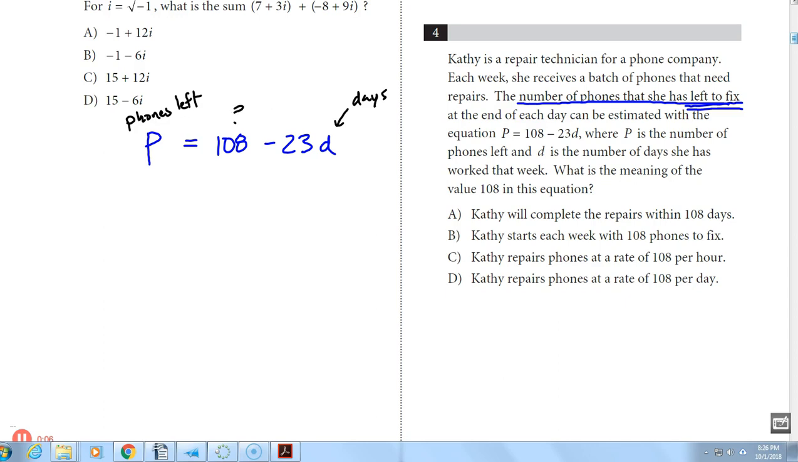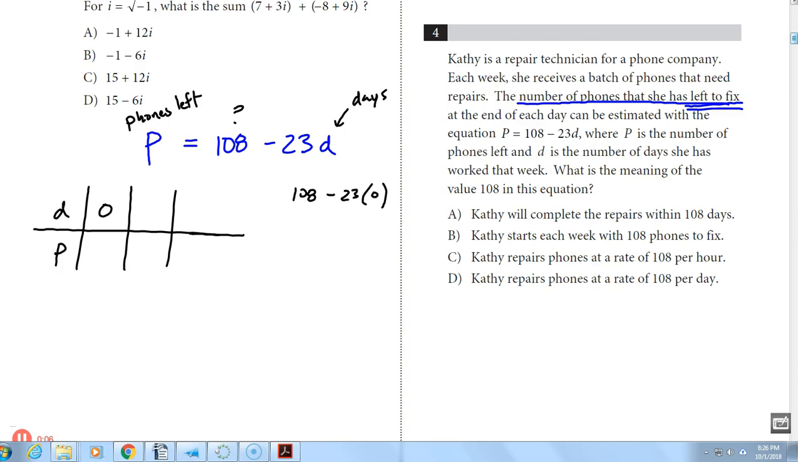Well, for me to figure out what it means, I might make a little T-chart. This is the first thing that pops to my mind, maybe make a little table and figure out a couple numbers. We don't have to go very far to at least see what the numbers represent. So I always start at 0. At 0 days, when I plug 0 into this equation, I have 108 minus 23 times 0, which would just come out to be 108. So basically it looks like when there's 0 days worked, there's 108 phones left.